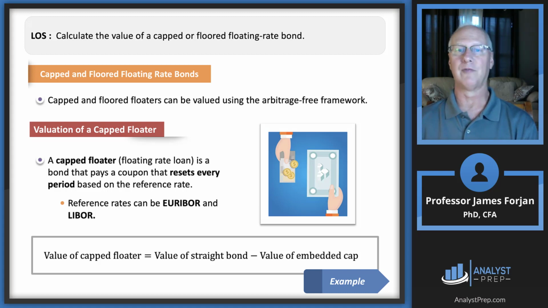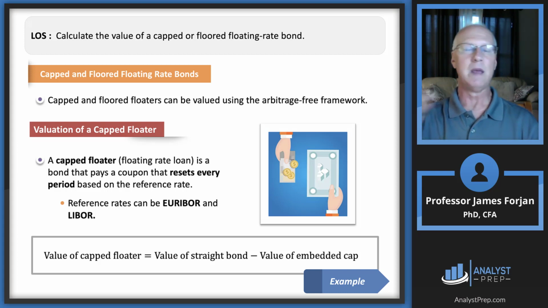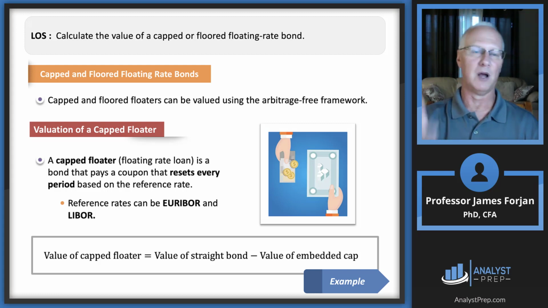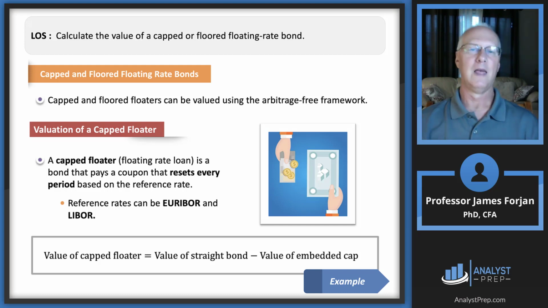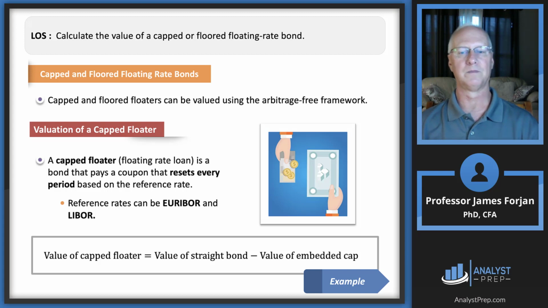Now, some have a floor on them as well. This is to attract bondholders. So if the floating rate is, let's say, 5%, maybe there's a floor of 2%, so that no matter what happens to interest rates, the bondholder is never going to get less than 2%. So you see that the cap benefits the issuer, the floor benefits the bondholder. So let's go ahead and work through some of these relatively simple examples.